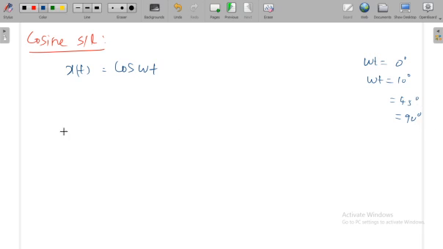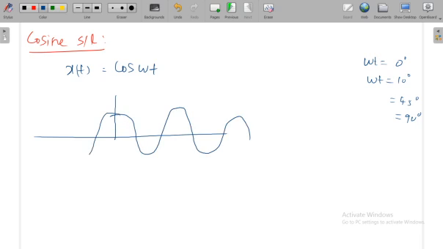Then how to denote this? Say when t is equal to 0, cos 0 is 1. So my diagram will start here. Then it goes like this. This is the function of cos omega t.